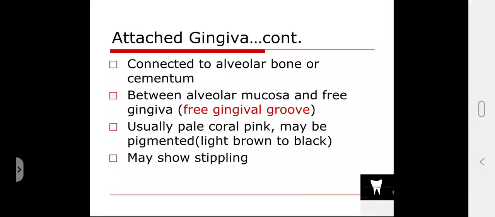The attached gingiva is connected to the alveolar bone or the cementum. It's between the alveolar mucosa and the free gingiva. And we know in health, we want to see all our patients having the pale coral pink. The only variation of that is certain ethnic cultures, their gingiva is going to have a pigmented color to it, light brown to black, which of course we know is normal. They may show stippling.